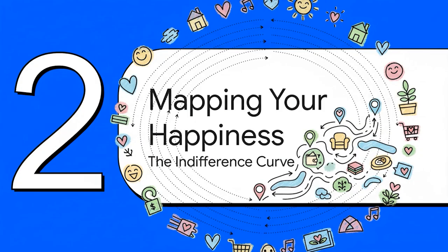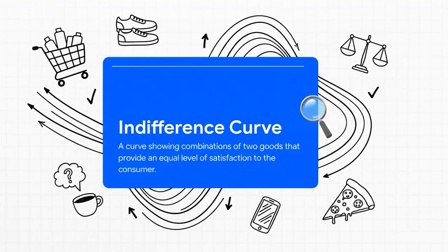Okay, so let's grab our first tool. The best way to think about this is that we're creating a visual map of your personal preferences, a map of what actually makes you happy. Now, the key word here is indifference. It sounds a little boring, but it's crucial. It just means that any combination of goods that falls along this specific curve would make you equally happy. No single point is better or worse than another, as long as it's on the same curve.